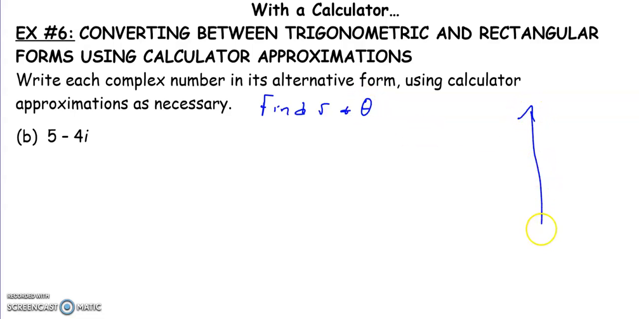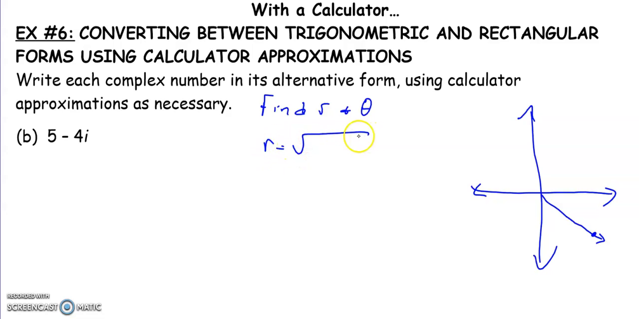All right, so to do that, here are my rectangular coordinates. We're going to go 5 on the x-axis, and we're going to go down 4 on the y-axis. So there's my magnitude. So r is going to be the square root of 5 squared plus negative 4 squared. Make sure you're using the parentheses, because if you don't, you'll get the wrong answer. So that's going to be the square root of 41. That doesn't simplify any, so I'm going to leave it as the square root of 41.